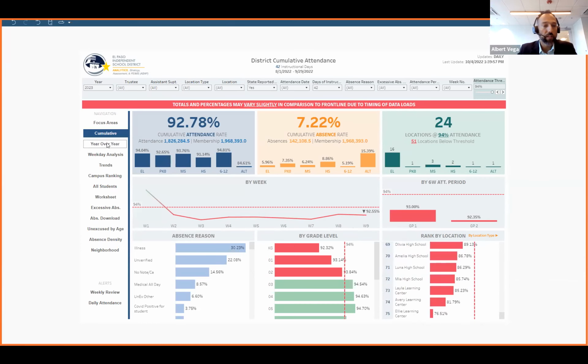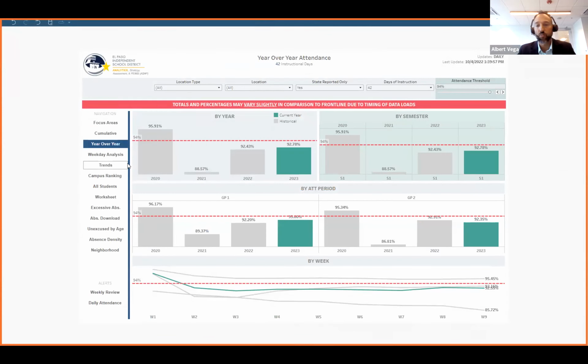Any of those campuses that need targeted support, we can identify those here. Our next page over here on the left-hand side is going to be the year-over-year analysis. This is just a really high-level overview for the campuses to see how they've fared in attendance throughout the years. You can see our pandemic year really impacted us. But you can also look at it by semester, by attendance period, grading period, and by week.